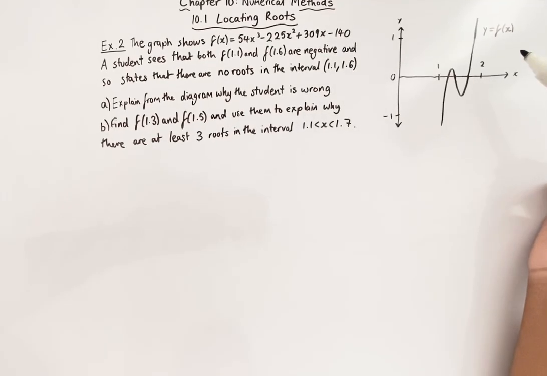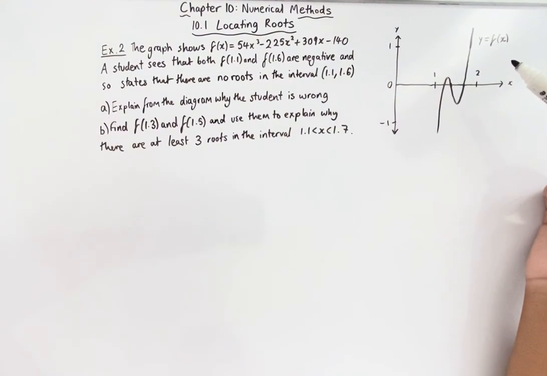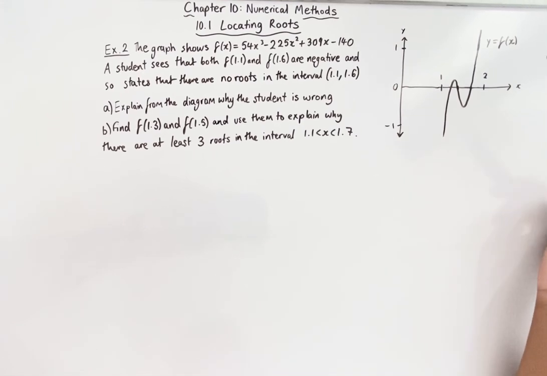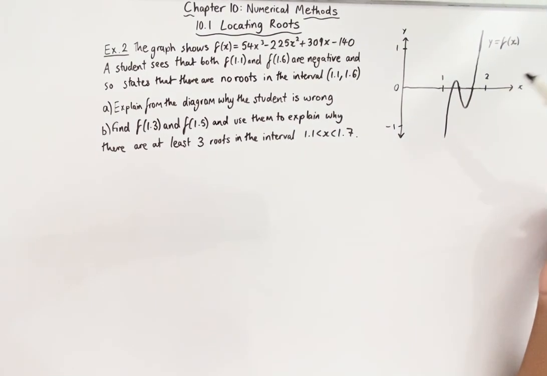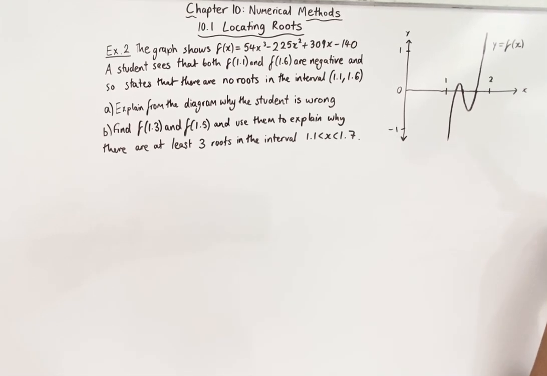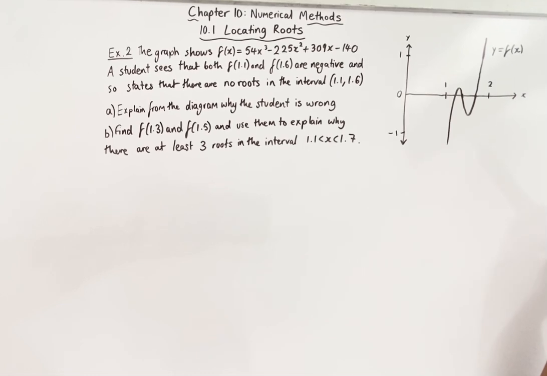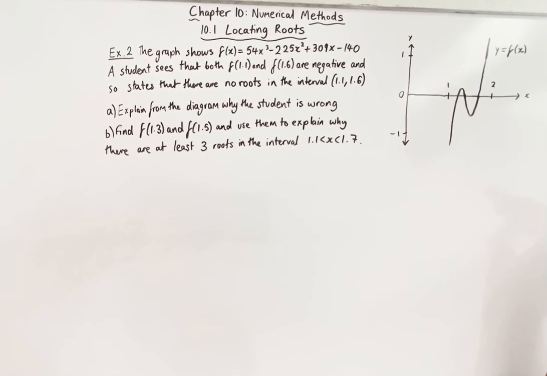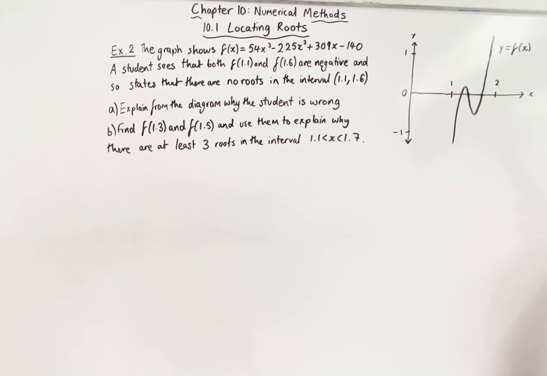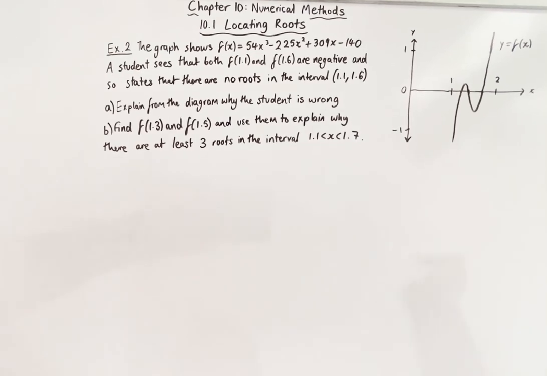The graph shows y equals f(x), which is 54x cubed minus 225x squared plus 309x minus 140. A student sees that both f(1.1) and f(1.6) are negative, and so states that there are no roots in the interval [1.1, 1.6]. Part A: Explain from the diagram why the student is wrong. And Part B: Find f(1.3) and f(1.5) and use them to explain why there are at least three roots in the interval 1.1 is less than x, which is less than 1.7.